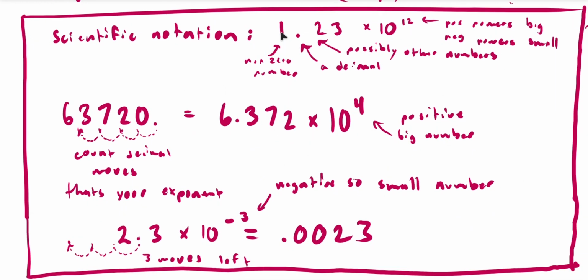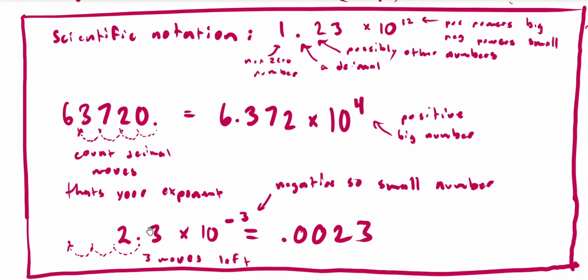You'll have a non-zero number, then a decimal, then maybe some other stuff. Then we have a times symbol, often an X, 10, and then a power. If it's positive, it's big. If it's negative, it's small. If I want to write a number in scientific notation, I move the decimal until it's in the right spot, I count how many moves, and I put the appropriate power. This was a big number, so this is a positive power.